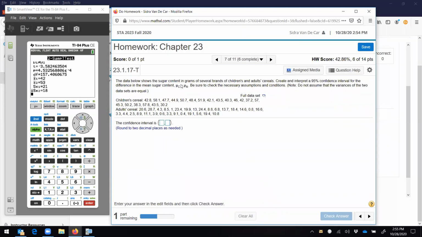All right, the data below show the sugar content in grams of several brands of children's and adult cereal. We want a 95% confidence interval for children minus adults. All right, check your assumptions and conditions. We would assume that these are independent, randomly selected. There's certainly enough data values there. All that stuff you got to check.